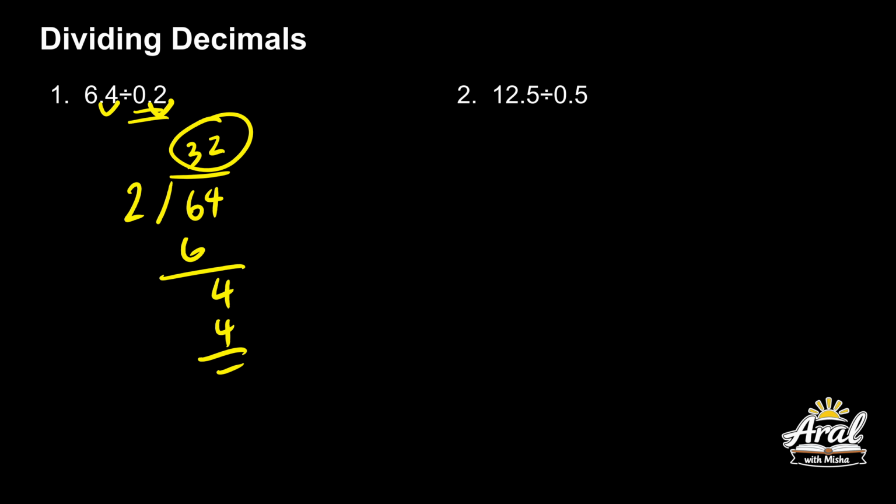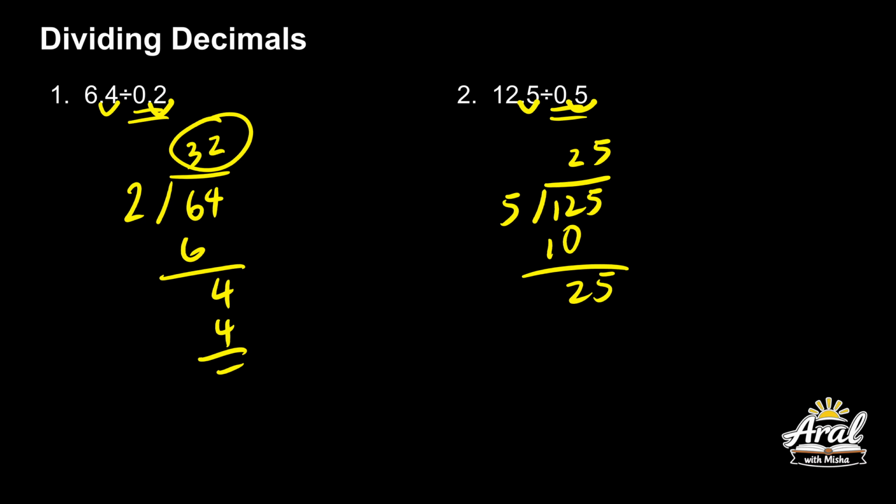Okay? Ito, para itong divisor mo, you need to be a whole number. Move 1. Okay, nag-move ka ng 1. So, yung dividend mo, move rin ng 1. So, 125 divided by 5. Okay, 25. So, yung decimal point mo nandyan eh. So, 25.0. So, answer is 25. Okay?